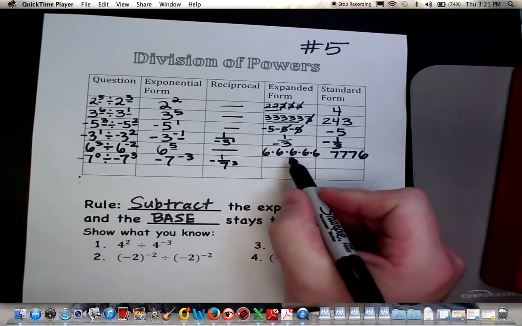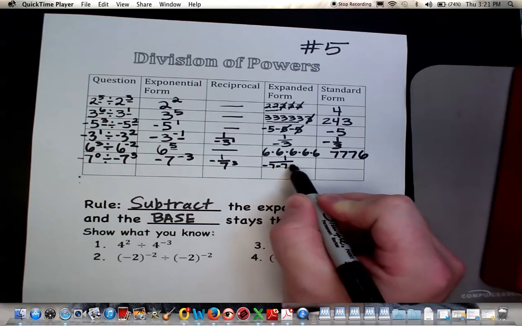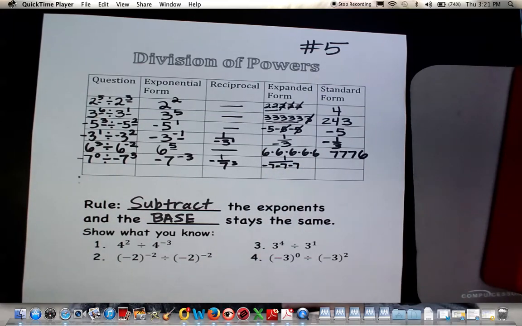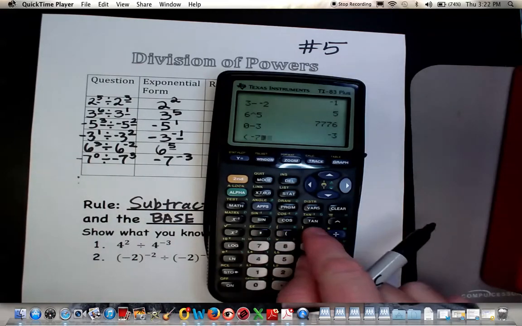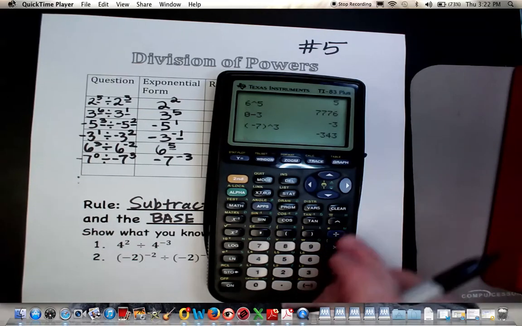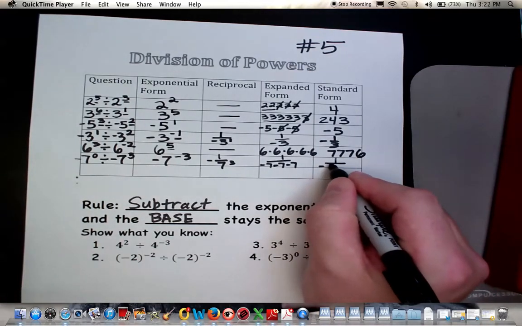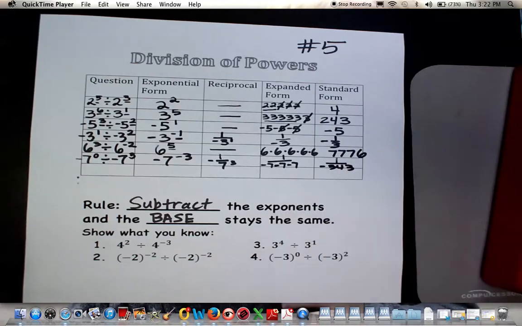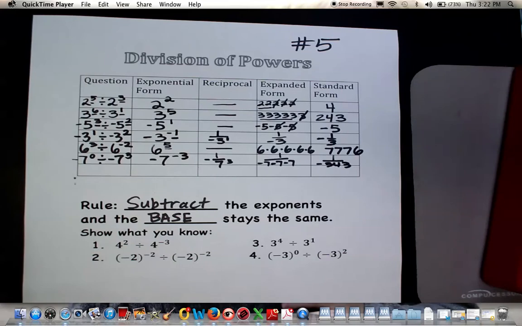I can then expand that out. 1 over negative 7 times negative 7 times negative 7. And then I can check that on my calculator. The cube of negative 7 is going to be, my fault, is going to be 1 over negative 343. Okay? That's a 3, by the way, 343. So it's a negative 1 over 343 is my answer.